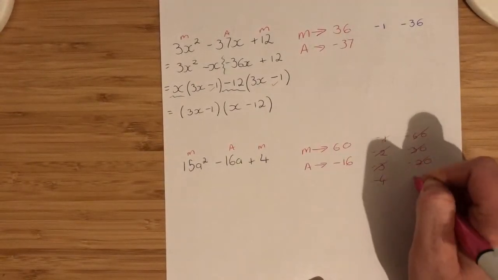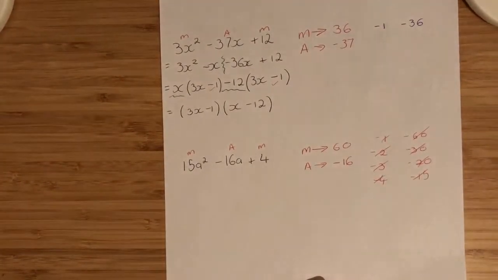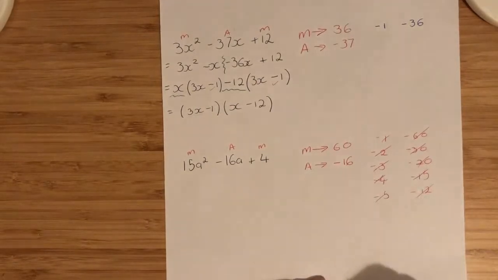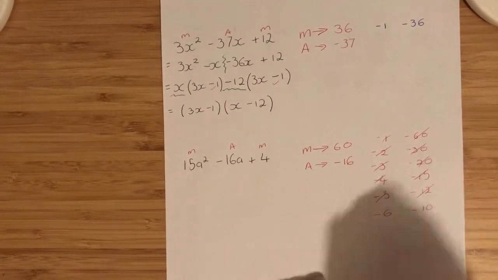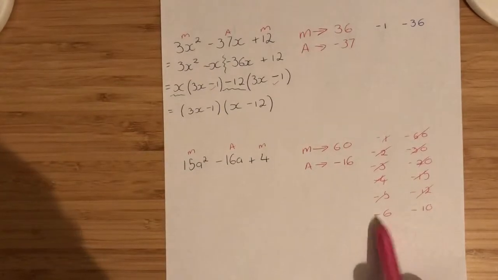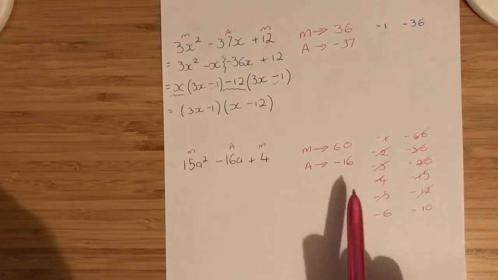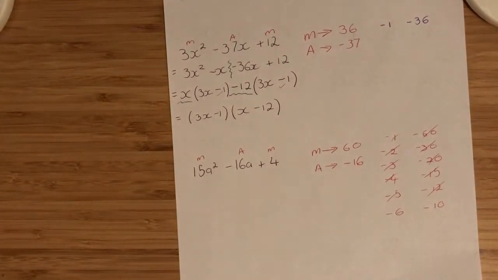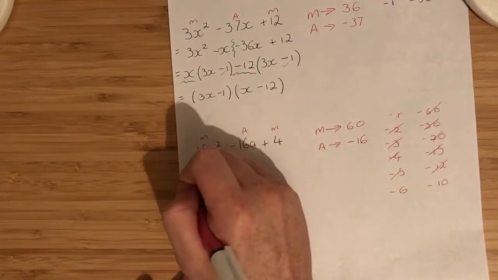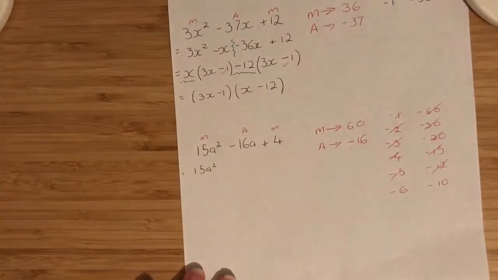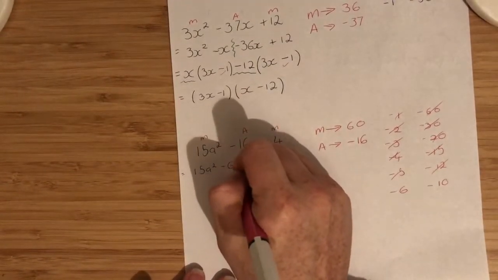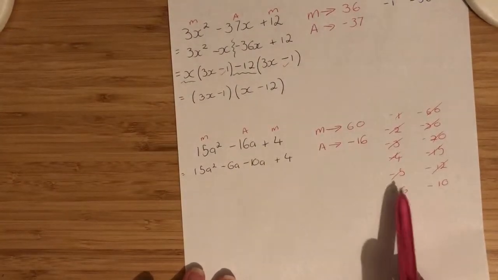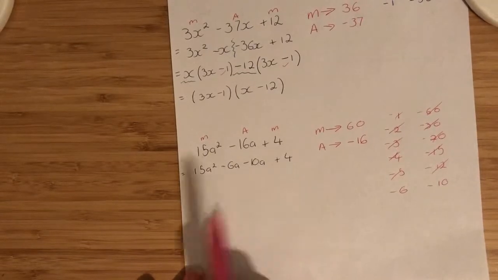4 and 15. Negative 4 and negative 15. Nope. Negative 5 and negative 12. Also not negative 16. Negative 6 and negative 10. We're there. So negative 6 times negative 10 is 60. Minus 6, minus 10, minus 16. Okay, so we break up our expression. 15a squared minus 6a minus 10a plus 4. So I've used the two numbers to put in here with the a's.